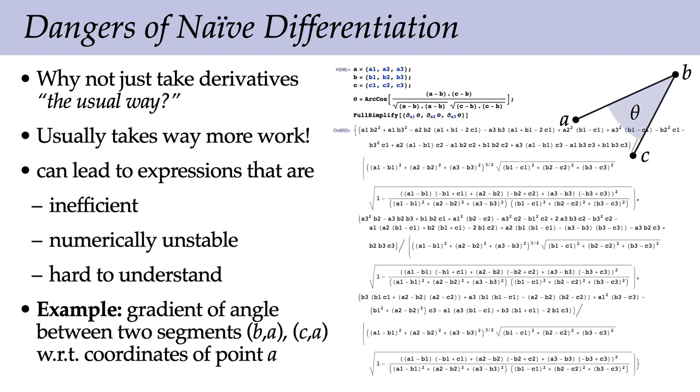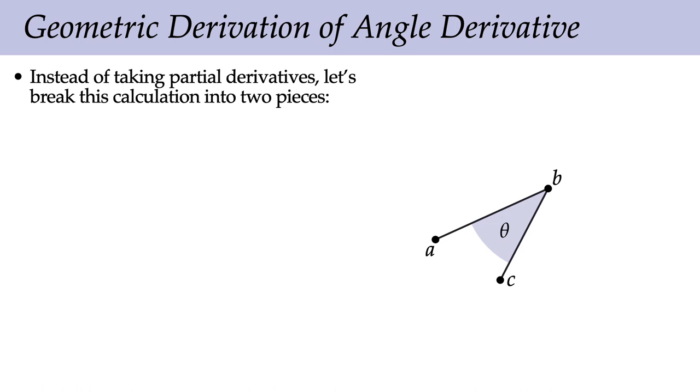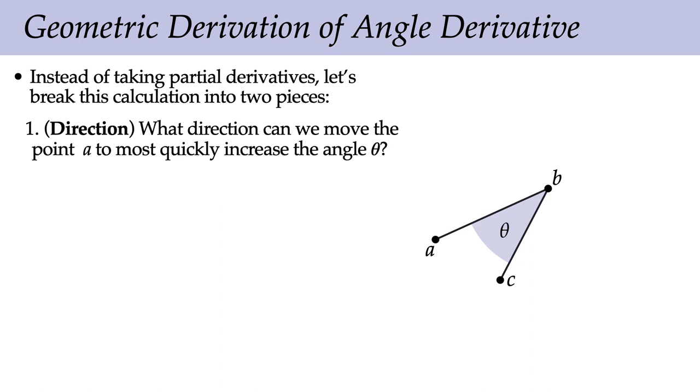Let's try doing a more geometric derivative. So instead of taking partial derivatives, we're going to break the calculation into these two pieces that I mentioned. So the first question is, what direction can we move the point A to most quickly increase the angle theta? And just to be simple here, we'll assume that this figure is in the two-dimensional plane. Okay? So what direction should I move A so that theta gets bigger as quickly as possible?